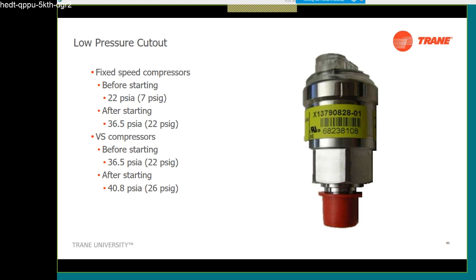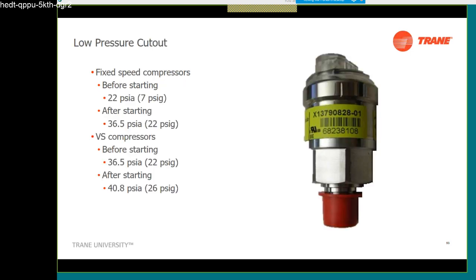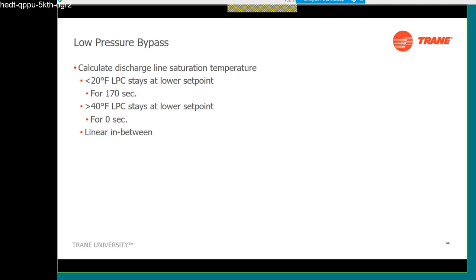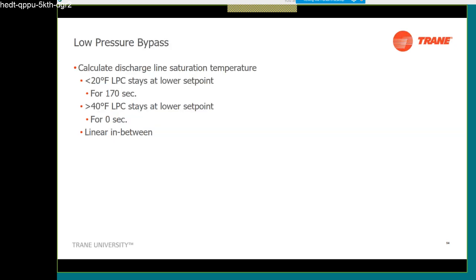So when the compressor first starts, depending on the outside ambient temperature, if we're less than 20 degrees outside, we're going to keep looking at that 7 or 22 PSIA as our low pressure cutout for 170 seconds. If it's above 40 degrees outside, as soon as that compressor starts, we're going up to that 22 PSI. And it's going to be linear in between. So when we're between 40 and 20 degrees, that number is going to float.